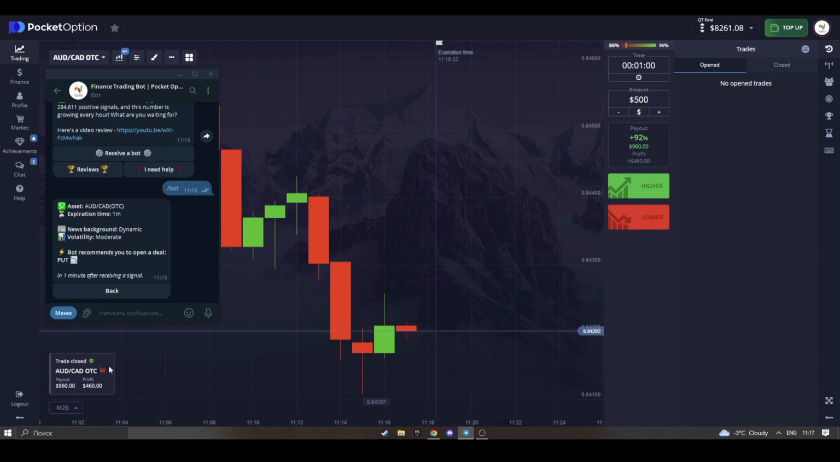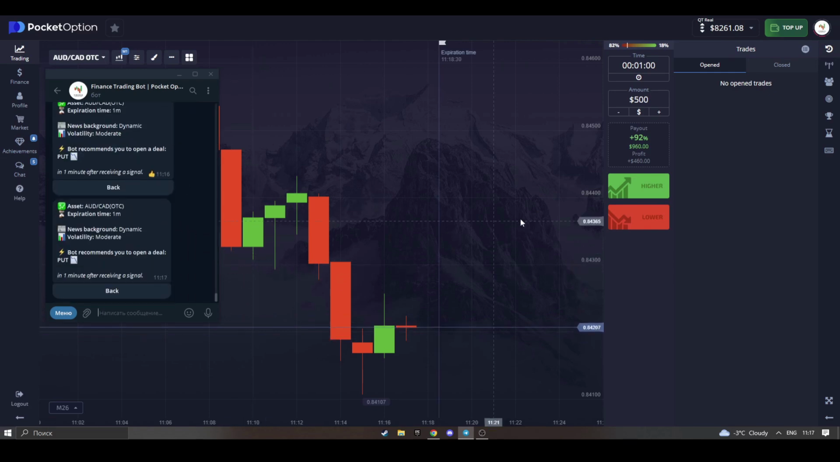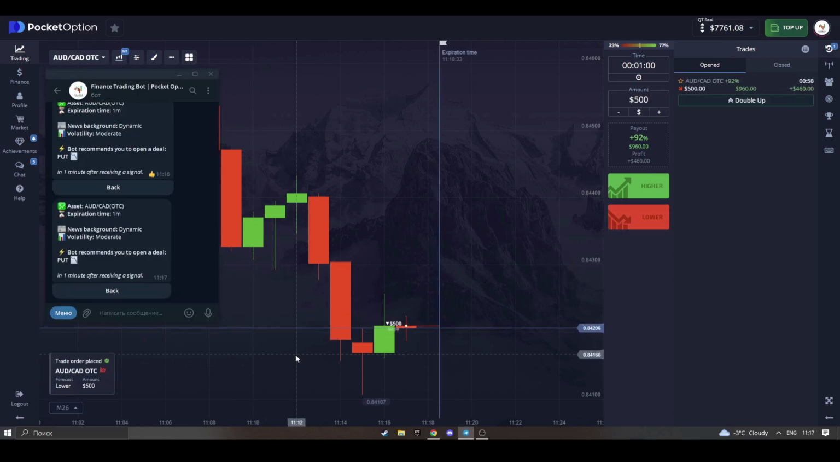From the very first transaction, the bot brought us profit. Let's continue receiving signals and see how the bot performs. The bot also issued a second signal for a downgrade. Let's do that.